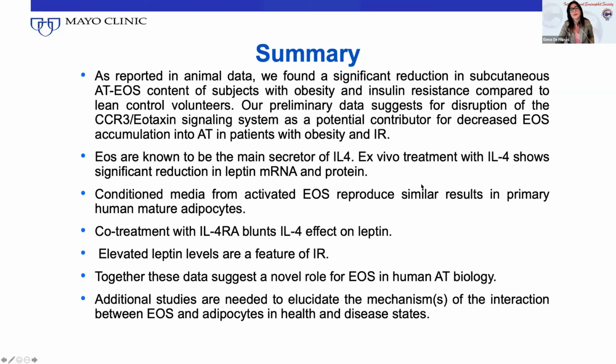So to summarize, we now have some evidence that, similar to our animal data, subjects with obesity and insulin resistance do have a decreased level of adipose tissue eosinophils. And it seems that in part the decreased content may be related to a problem with the CCR3 eotaxin signaling system. Whether this is the chicken or the egg, more studies are necessary. And we do have some evidence that the presence of eosinophils in adipose tissue does impact adipose tissue biology, as I showed you in different fashion using different tools.